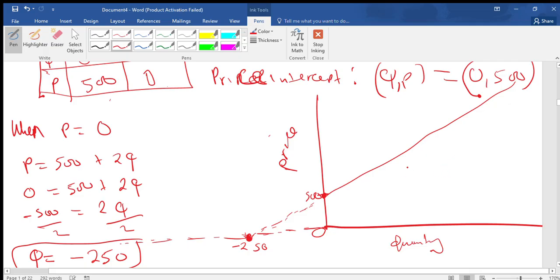This is the negative axis. I can't have negative quantities for negative prices. That is why in most such situations we always focus on the positive axes. Mathematically we can draw this, but economically this particular point is not meaningful. That is why our sketch will always start from the price intercept and go in that direction, since it's a positive slope. And don't forget to label your graph with the function, 500 plus 2Q. As simple as that.